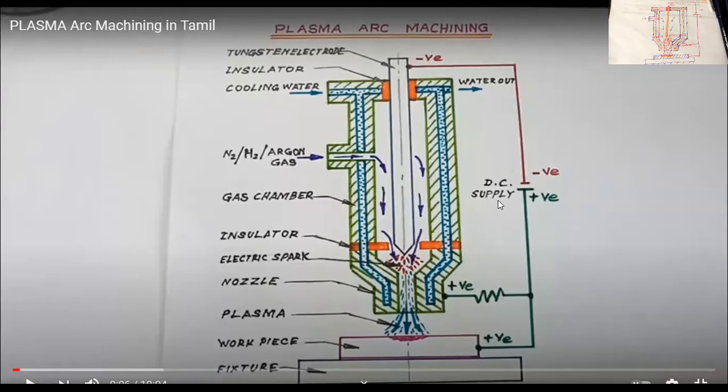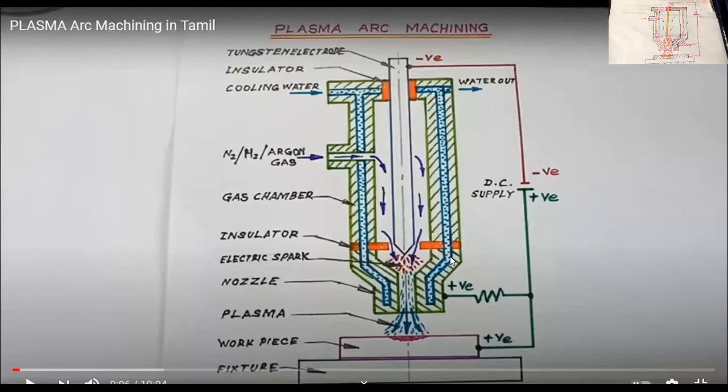And this is the DC power supply, right? So I think you people have understood the construction of it. Now let me explain the process. Initially, as we are connecting the negative terminal with this non-consumable tungsten electrode, the number of electrons will be more. And you see, we are connecting the positive terminal with this nozzle.